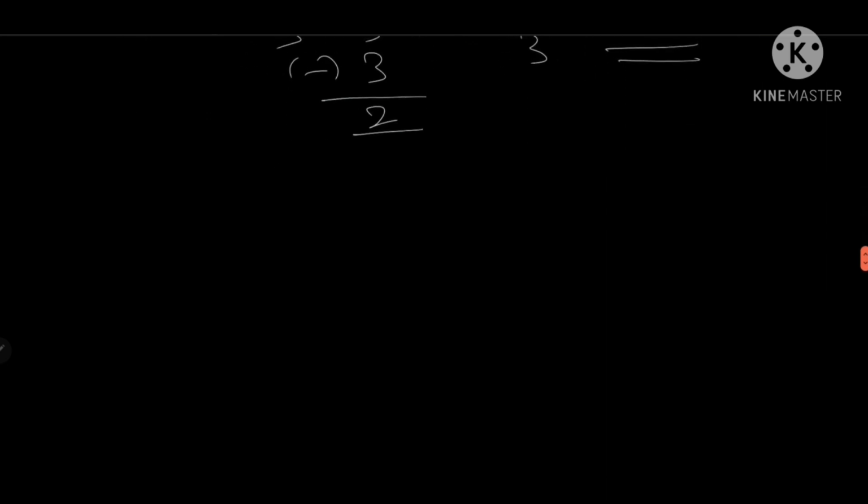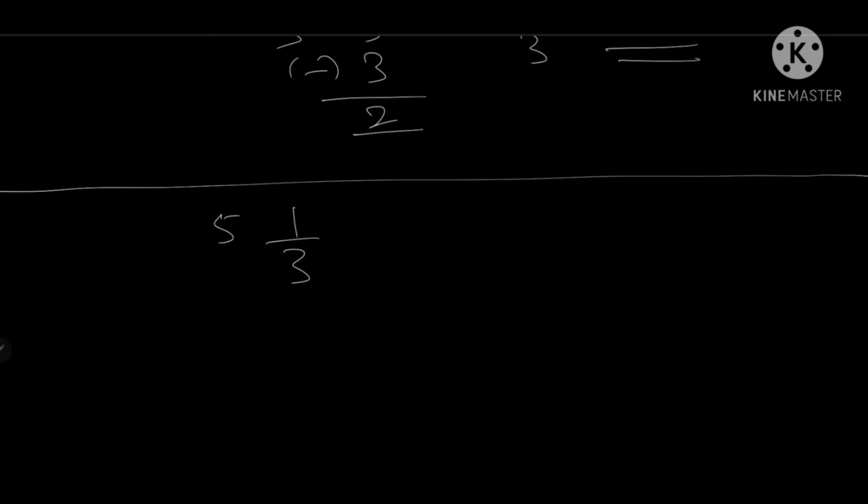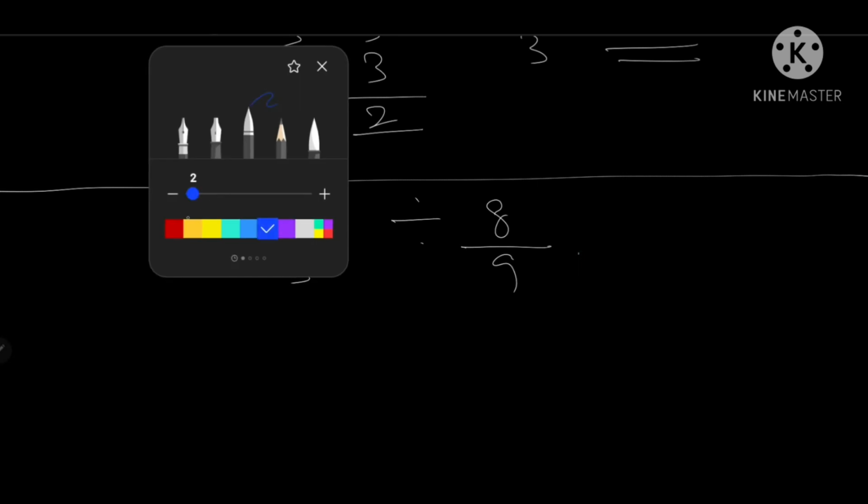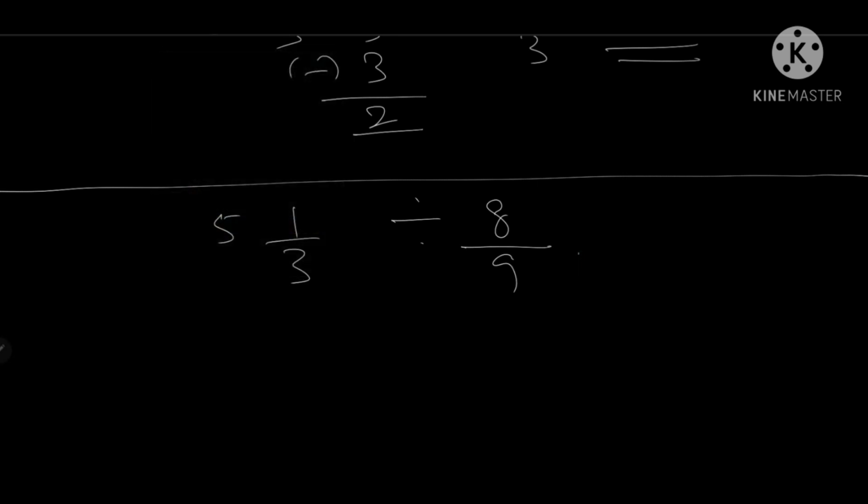Okay. Now to conclude my class, I'll do one more example. That is the third example for the class. It says 5 1 by 3 divided by 8 by 9. If by chance you have got the first sum wrong, you may try this sum along with me. And if your first sum was correct, then very good, you have understood the concept. Do this sum along with me, or pause the video, copy the sum and do it.